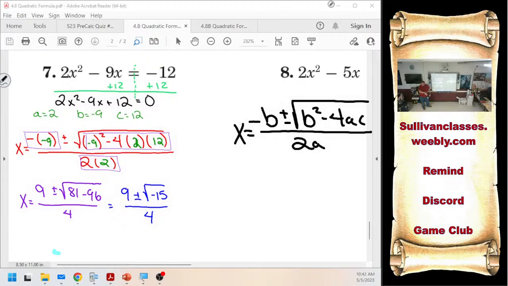We're not in weird math. I did square root of negative 15, and my calculator said, dude, what? So you know what my answer is?